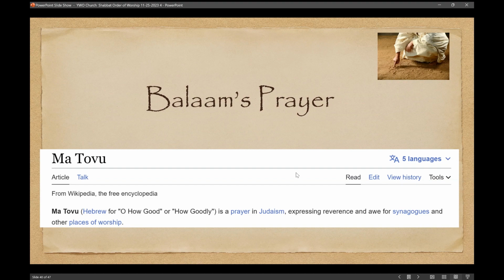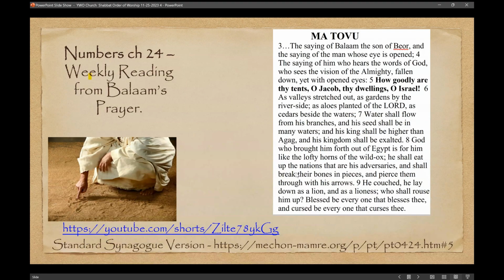So again, this could be the moderator, but actually anyone in the group can read it because it's on screen. So I'm going to show you. What we did is we've taken the ma tovu, and I think ma tovu in Hebrew begins here. How goodly are thy tents? That begins ma tovu. But to have the whole thing is very useful as well, because then you know more of the background of what is going on.